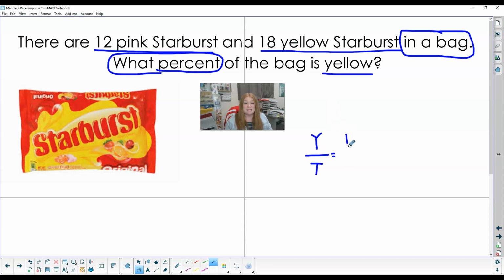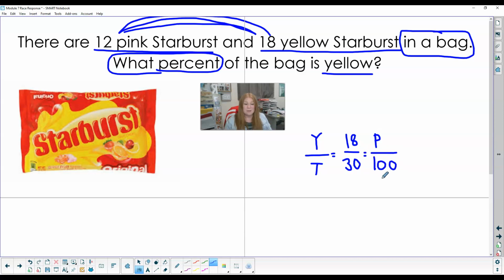So I know there are 18 yellow, and I need to think of how many total Starbursts are in the bag, which is 12 plus 18 is 30. And I'm looking for the percent out of 100 always. So I can see 30 does not go nicely into 100 perfectly. So I'm going to do 18 times 100, which is 1,800. And then I'm dividing that by 30 to get P all by itself, because this would be 30P, and I want P by itself.